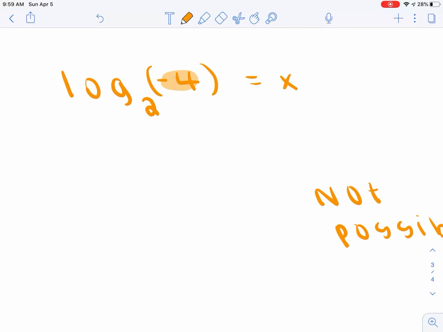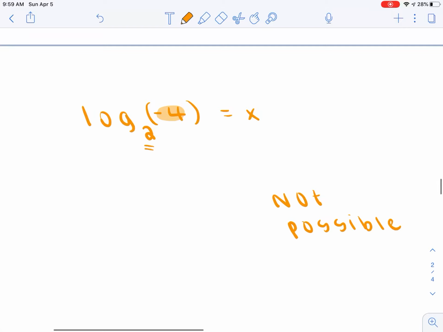If you ever see a negative number here inside of the argument, it would not be possible to take a positive value, raise it to some power, and equal a negative value.